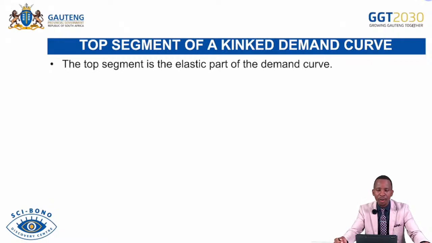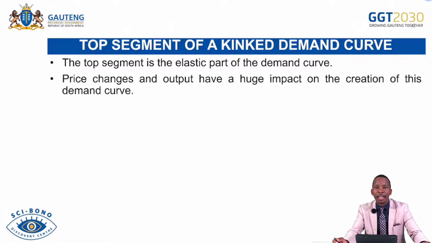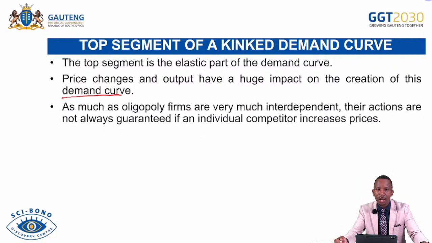So the top segment of the kinked demand curve. The top segment is the elastic part of the demand curve. It is elastic, meaning consumers are very active in making quick decisions if the price is increasing. Price changes and output have a huge impact on the creation of this demand curve, especially if the price is increasing. Consumers will always be quick to react because of a higher price while their competitors keep the price down, which leads to consumers leaving the firm and demanding in the other market.